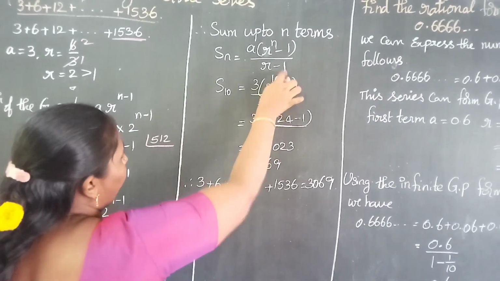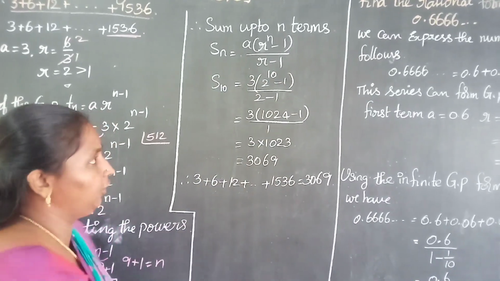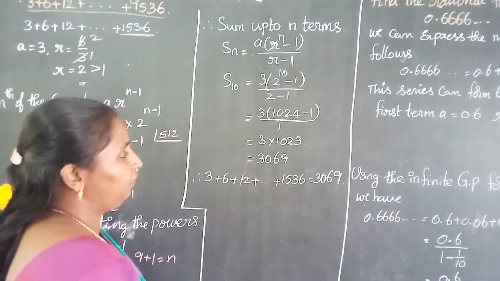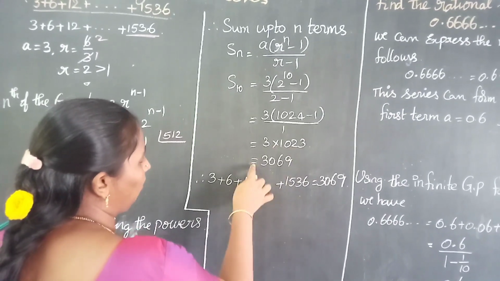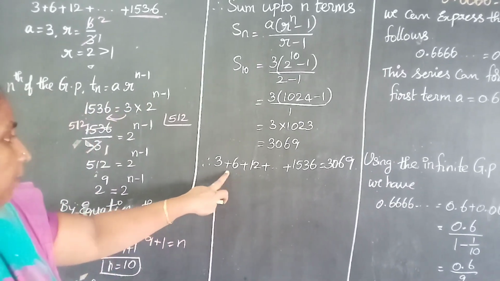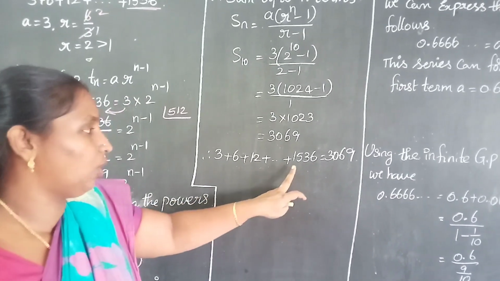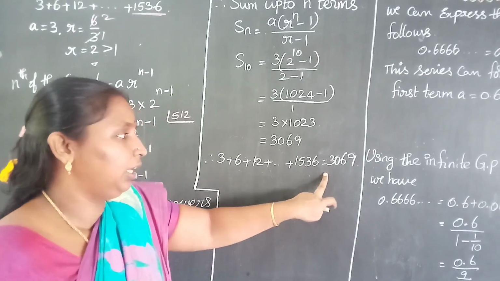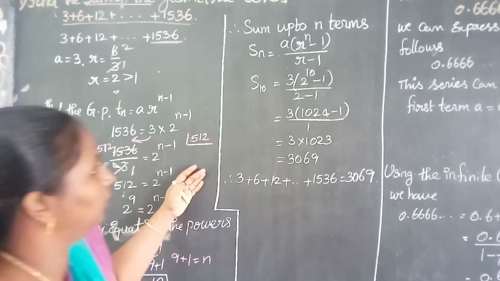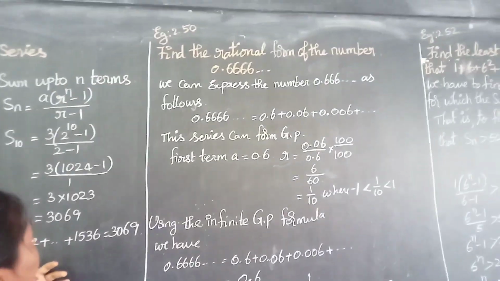3 into 2 power 10 is 1024, minus 1, by 1. Subtract these two, you get 1023. So 3 into 1023 gives 3069. Therefore, 3 plus 6 plus 12 plus and so on up to 1536 equals 3069. So did you understand this? Move on to the next sum.